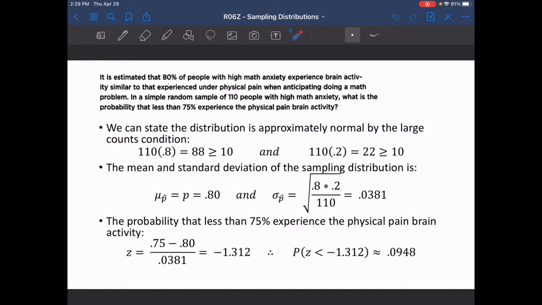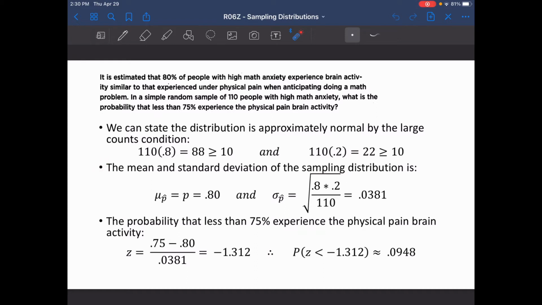So first we need to understand whether or not it's normal. Because we're not told that it's normal, we need to check our large counts condition. So we know that there's 110 people total in the simple random sample, and we need to test that with the actual proportion itself. And so we take 110 times 0.8, that gives us 88, which we know is greater than 10. Then we also test it against the failure proportion as well, which is 0.2. So 110 times 0.2 gives us 22, which is also greater than 10 as well. So we can state that this distribution is approximately normal by the large counts condition.